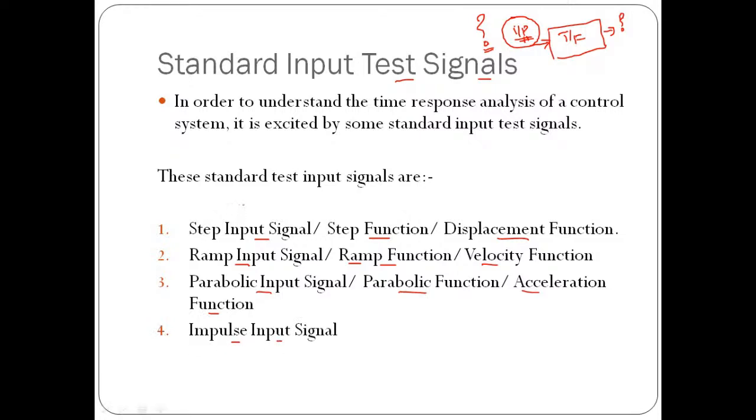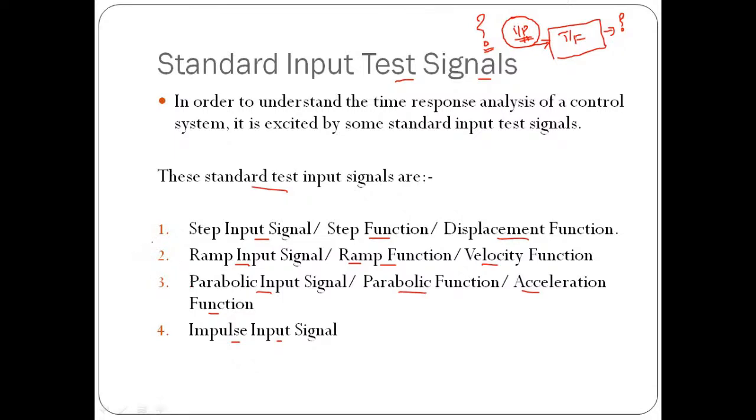We have these standard test input signals through which we are going to identify the time response analysis of a system. We may take any one of the inputs as an excitation, provide that excitation as an input to the system, and try to identify how the response of the system is going to vary with respect to time. The process is called time response analysis.